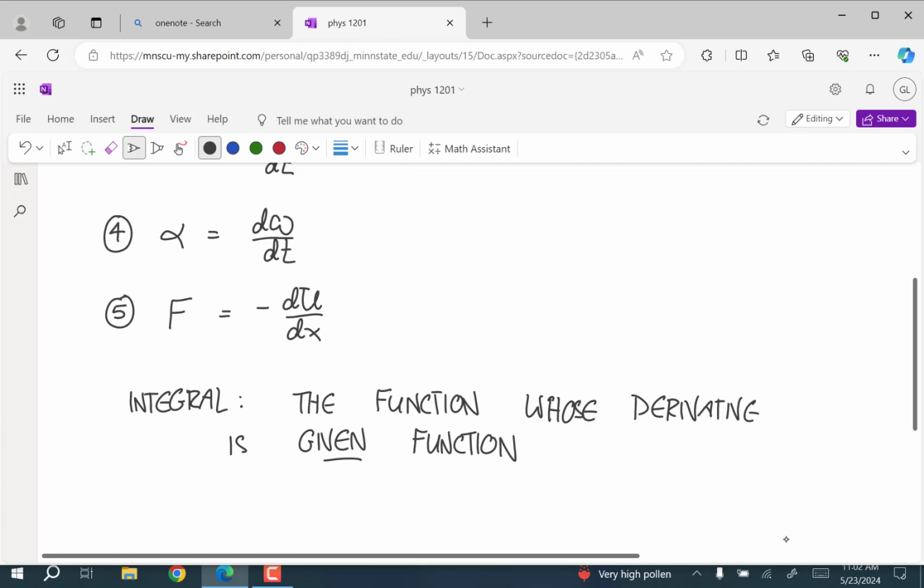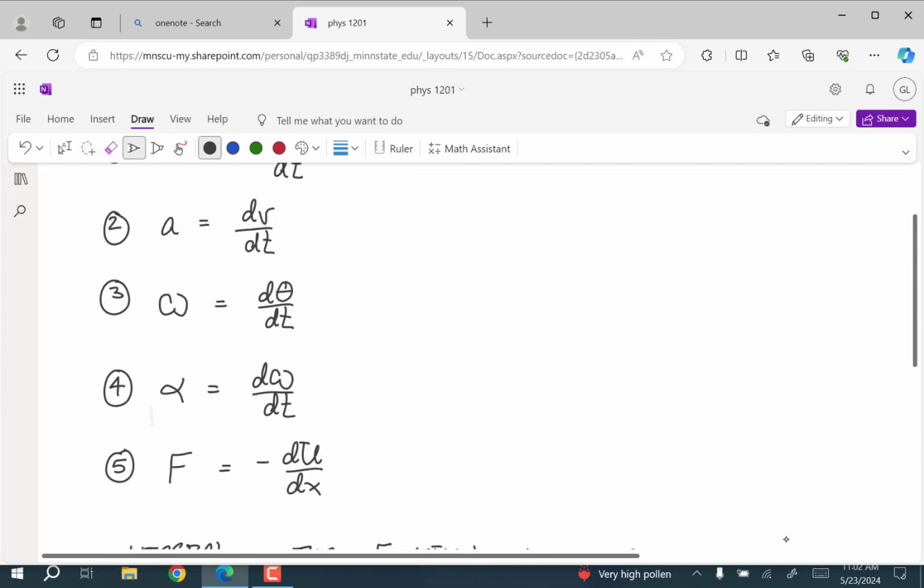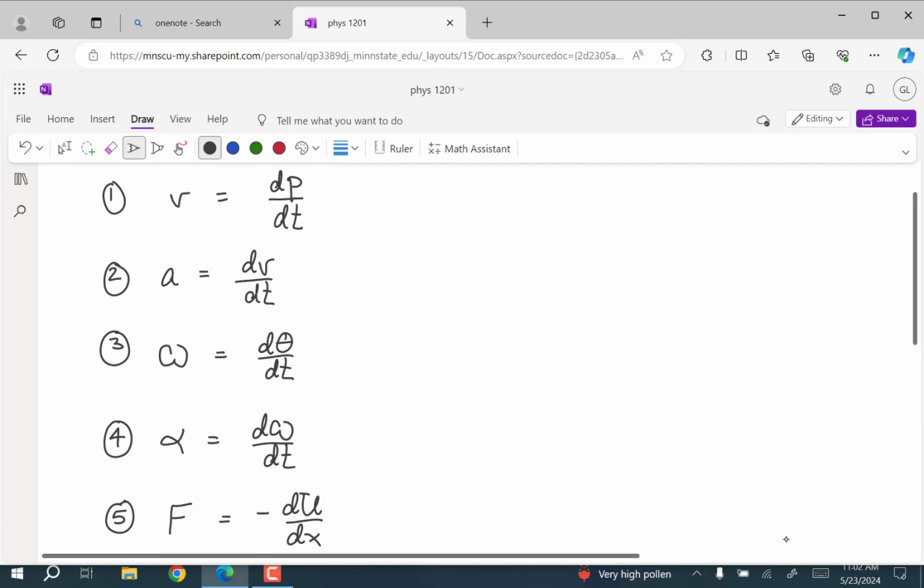Okay, so in all of these 5 cases, if you were given the thing on the left and you wanted to calculate the function on the right, you could do that by starting with the function on the left and then taking the integral with respect to that variable. So for example, if you know the velocity as a function of time, you can take the integral of that function with respect to time and it'll give you the position.